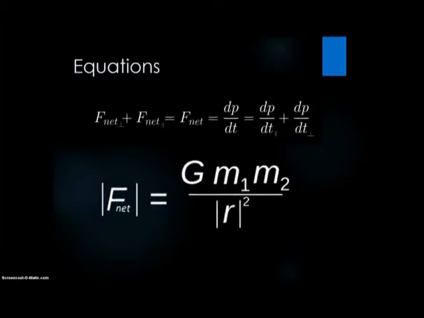Some equations we use in this lab is this: Fnet is equal to the value of dp/dt. We'll explain exactly how that works later in the lab. We use our Fnet parallel, and Fnet perpendicular is equal to our Fnet, and then our change in momentum over our change in time is equal to our dp/dt parallel and our dp/dt perpendicular. This is Newton's law of gravitation. Fnet is equal to gravity times mass 1 times mass 2 over the magnitude of the unit vector squared.